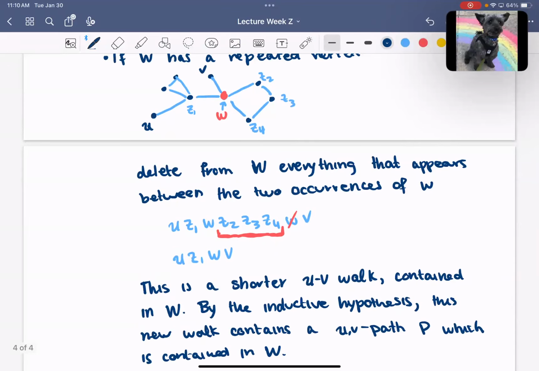Okay, so going back to our example, if our original walk traversed this way around that triangle through here, around this square and then ended up back at V, we observed that we had W in here twice. So then we get a new walk, which is shorter, right? This thing. And then by the inductive hypothesis, that shorter walk itself contains a path, which would be this path. And that path is contained in the original walk W. Yeah, do you have a question?